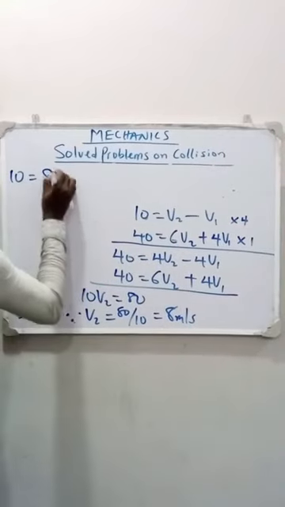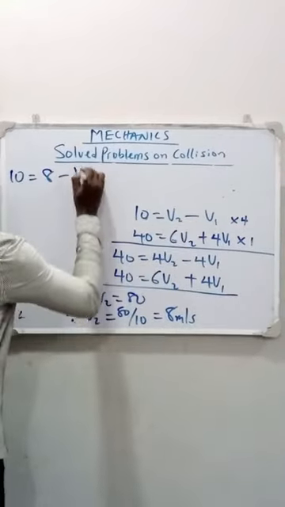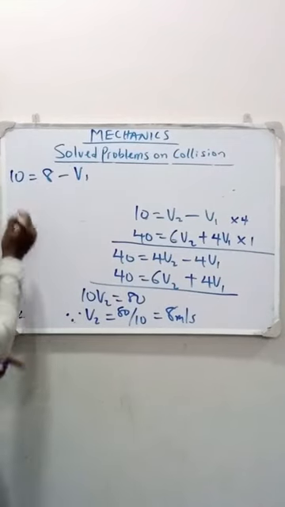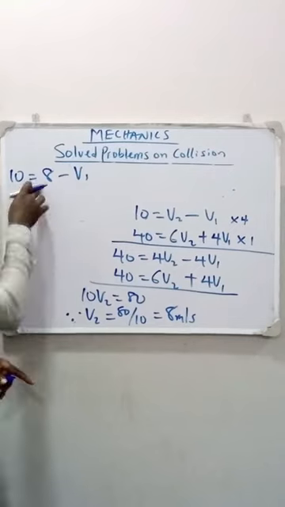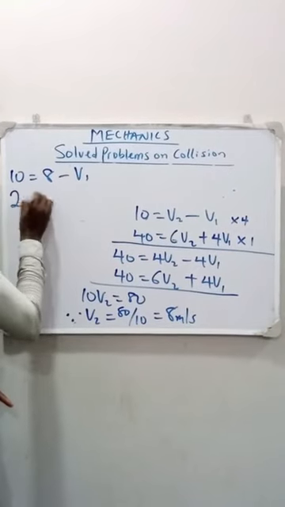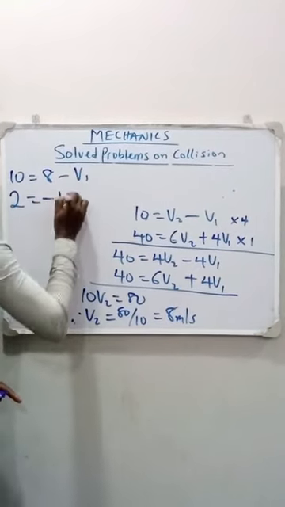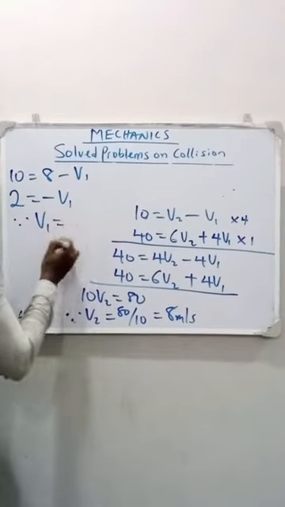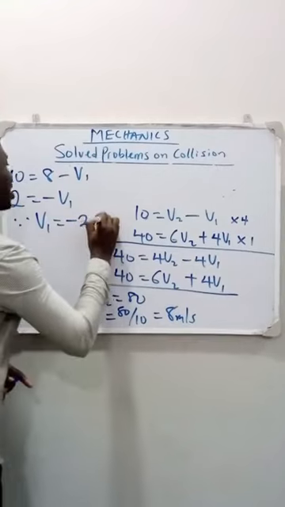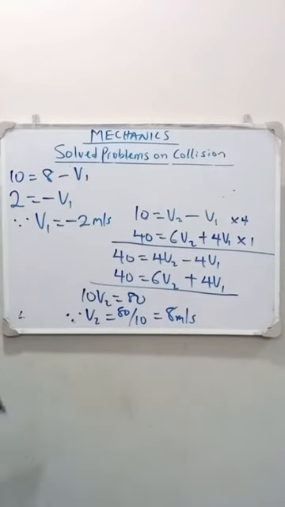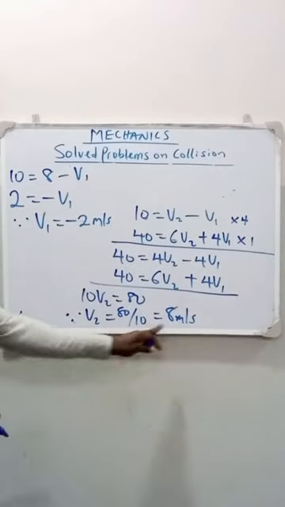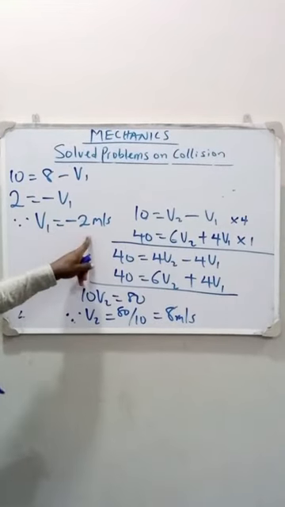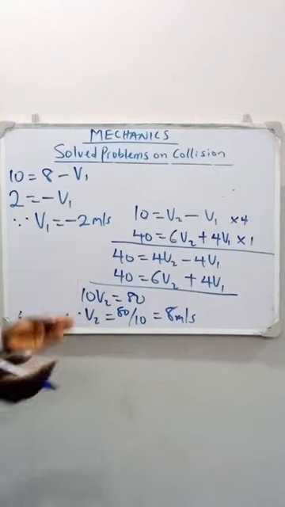So this plus 8, when it goes to the other side, becomes minus 8. 10 minus 8 gives us 2 equals minus v1. So v1 is equal to negative 2 meters per second. What we notice is our v2, 8 meters per second, is positive, and our v1, negative 2 meters per second, is negative. What does it mean?